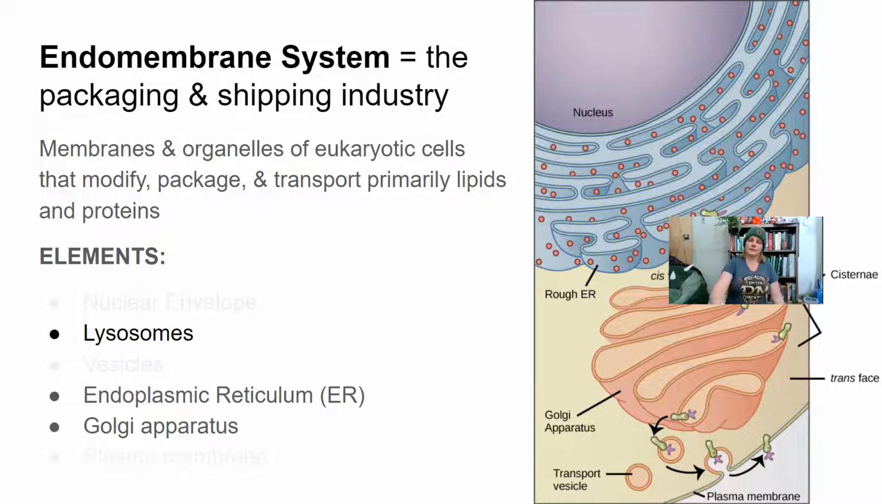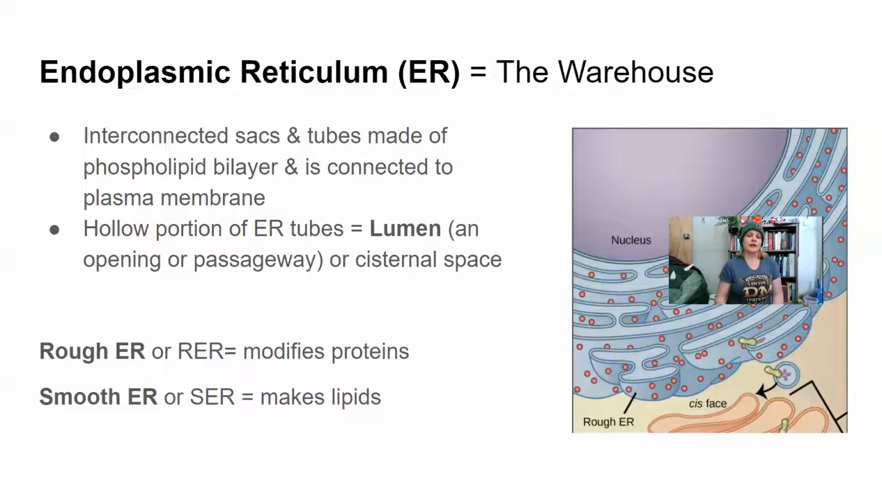So the ER is not the emergency room. Okay, endoplasmic reticulum, this is the warehouse. This is where stuff is stored. We might see a few little finishing touches before it's packed up and shipped off the door. So this is the interconnected sacs and tubes made of a phospholipid bilayer. Yes, we love phospholipid bilayers, they're so cool. And it's actually connected to the plasma membrane.